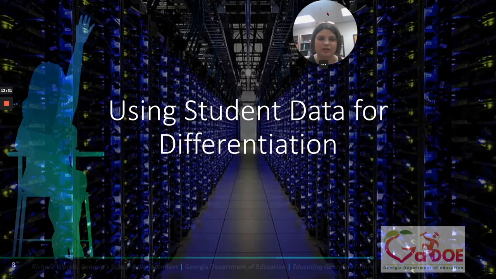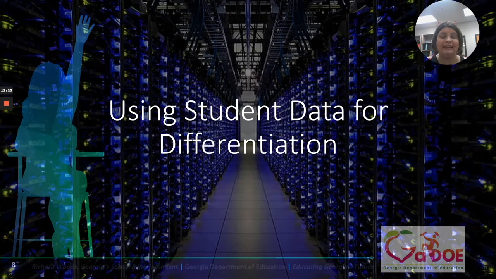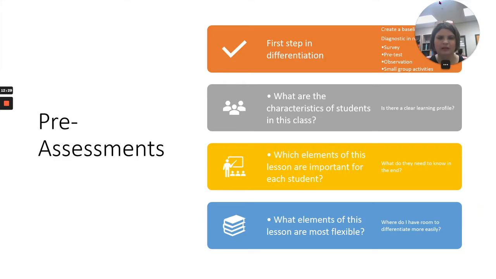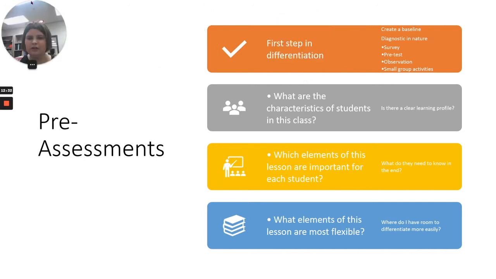So our next section is about using student data for differentiation. When we talk about using student data, the first place we're going to start is pre-assessments or pre-test or some kind of diagnostic assessment to know what's there first. Our very first step in differentiation is always going to be some kind of pre-assessment. Doesn't have to be formal, but it is diagnostic in nature.